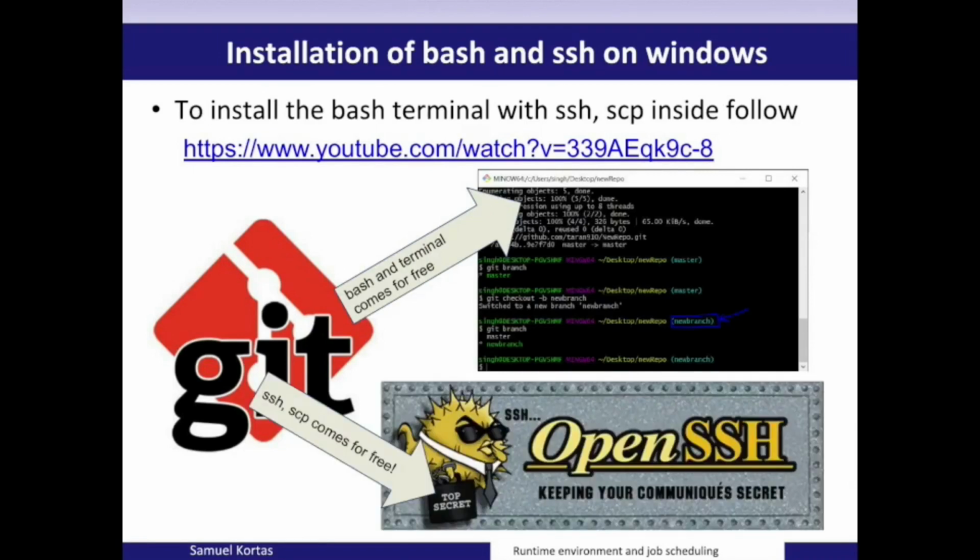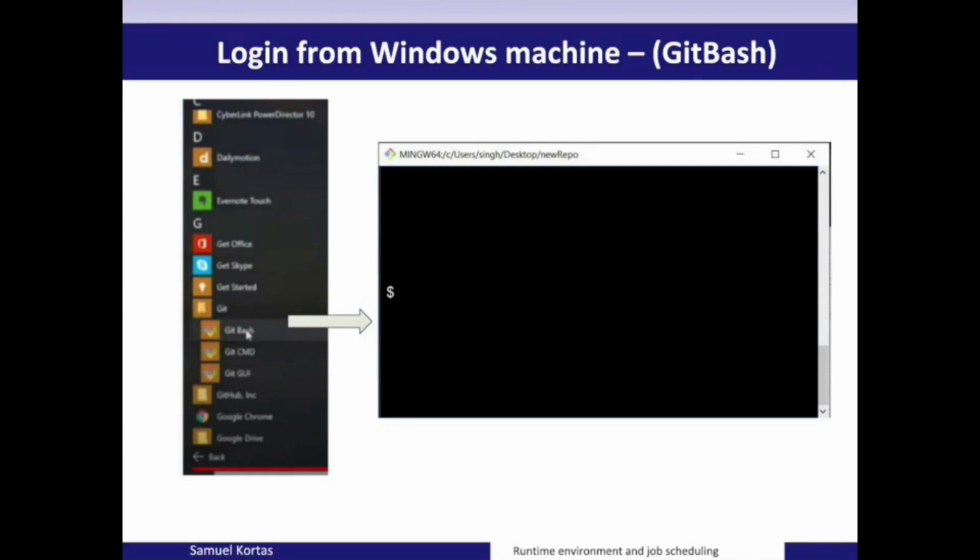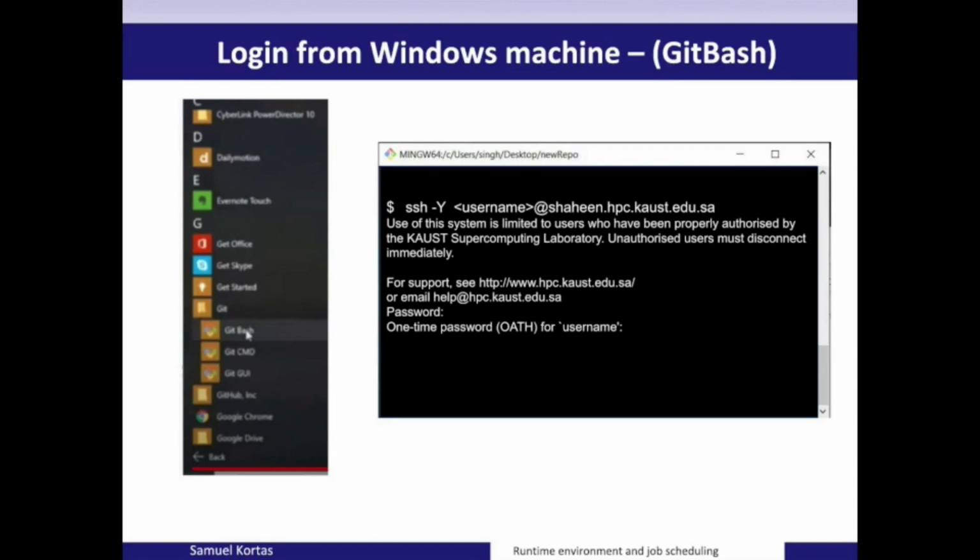Be sure to follow carefully every step. At the end of the installation, you should be able to open a terminal by starting the Git Bash application as shown in the YouTube video. From this window, you can then SSH to Shaheen, just as Xiong will show you, just as you would do from a laptop under macOS or a workstation under Linux.